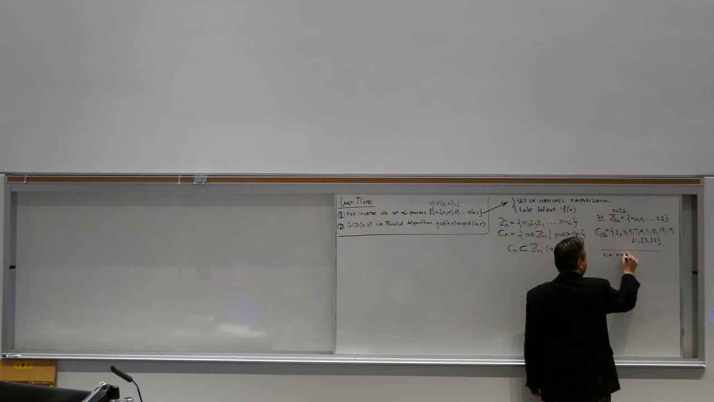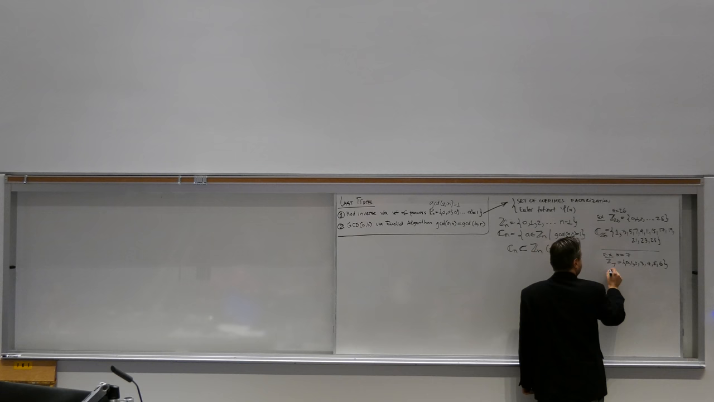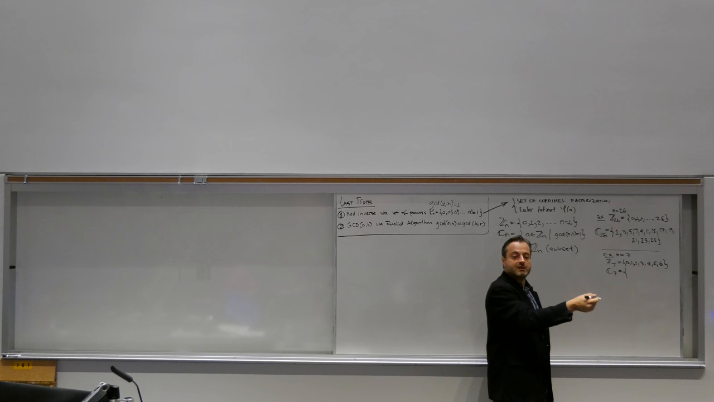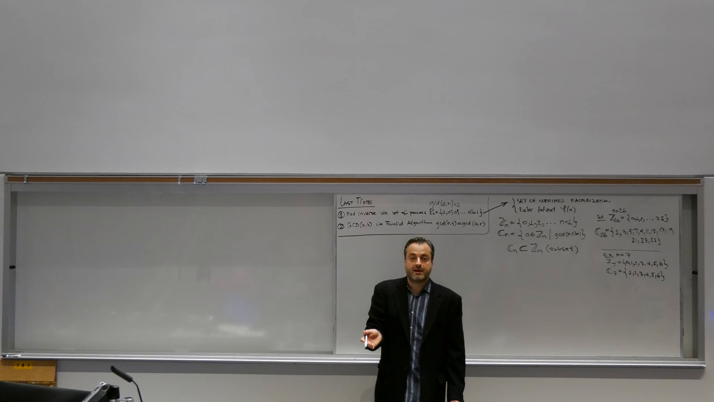How about if I pick n equals 7? Z7 is who? 0, 1, 2, 3, 4, 5, 6, right? And who's C7? 0 is never coprime, because 0 is a multiple of 7. But everybody else is coprime. Every other number except multiples of 7 is coprime with 7. So this is very close to all of them; sometimes it's not.